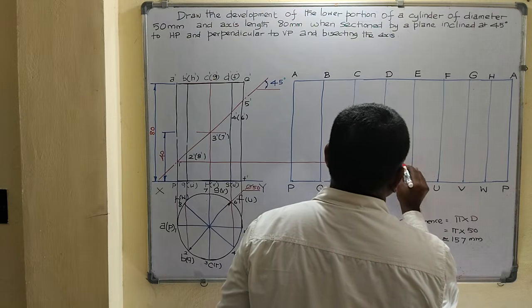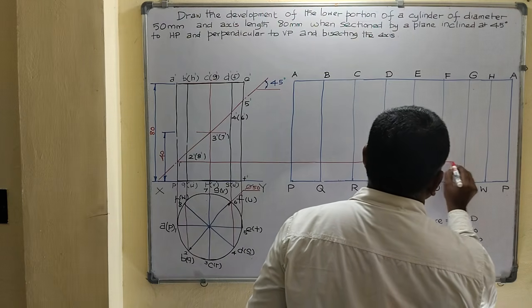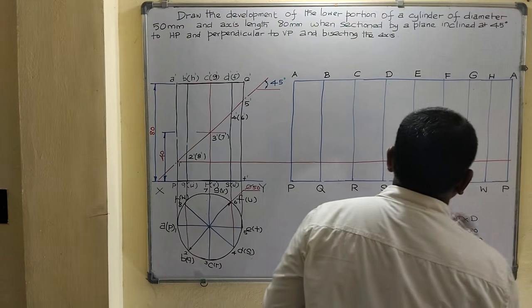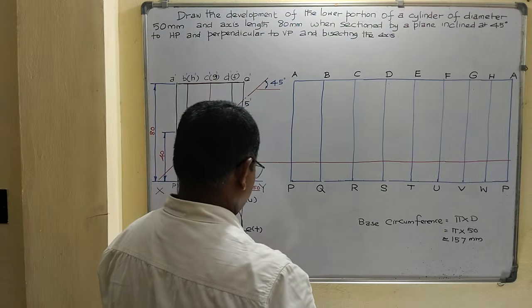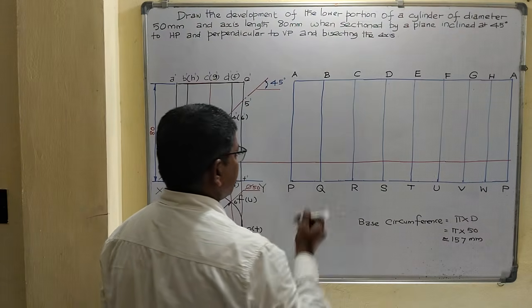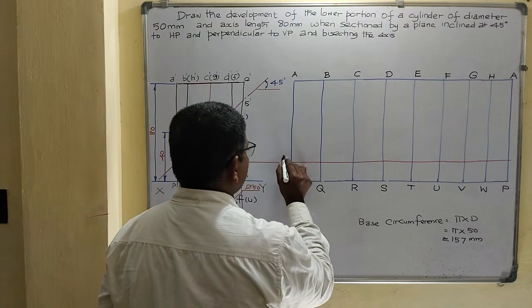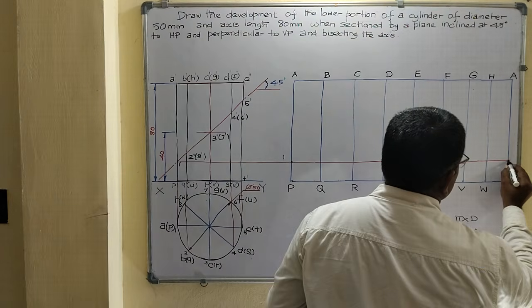Draw the horizontal line using a 2H pencil. Mark point 1 on A of P. So 1, 1.